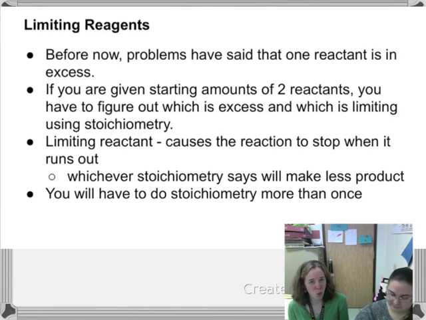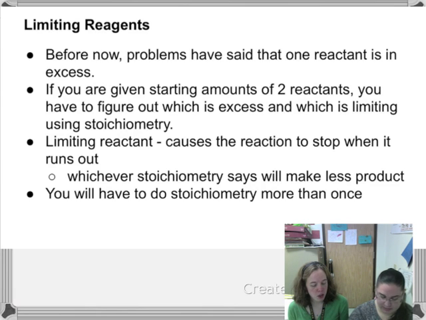But now, you're not going to get told. You are going to be given 2 reactant starting amounts, and you're going to have to figure out which one you've got too much of and which one you're going to run out of. That means a lot of math. You're going to have to do stoichiometry twice on all of these problems.